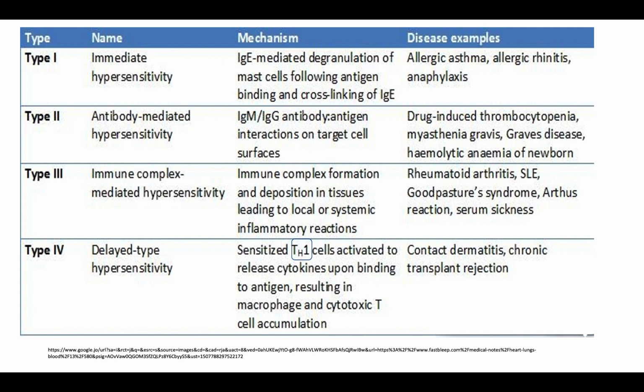Type 3 is not like that. Type 3, you have antibodies again, but these antibodies bind to their antigen, and then you have these immune complexes that are formed, which, since they are large, bind to each other and then they start to precipitate.